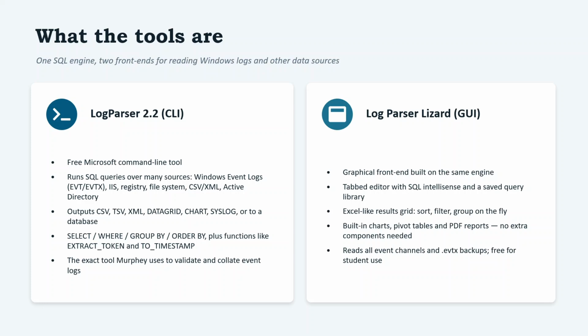Here you can see the differences between the tools. Key notes: both are free versions, but the CLI version can output CSV, TSV, XML, data grid, chart, syslog, or even to databases. The GUI has built-in charts, pivot tables, and PDF reports.